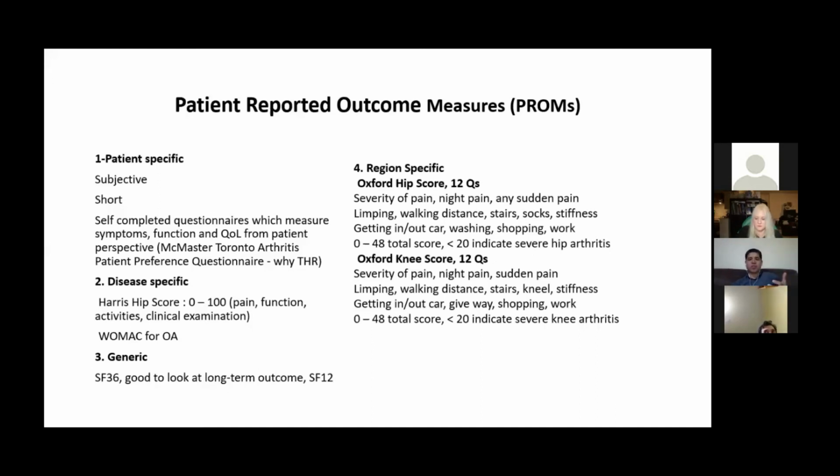There are 12 questions: severity of pain, night pain, any sudden pains. The examiner may ask you, okay, you have patient specific and disease specific scores, tell me about a score you use in your practice. So you have to pick one and you have to know it. You have to discuss it and explain it to the examiner. For the two most common examples, the Oxford hip score or knee score, it's only 12 questions, so it's easy to recall in the exam.